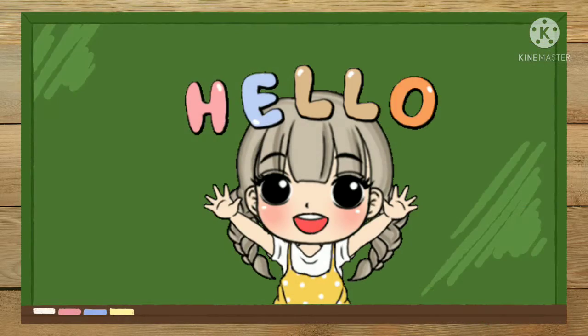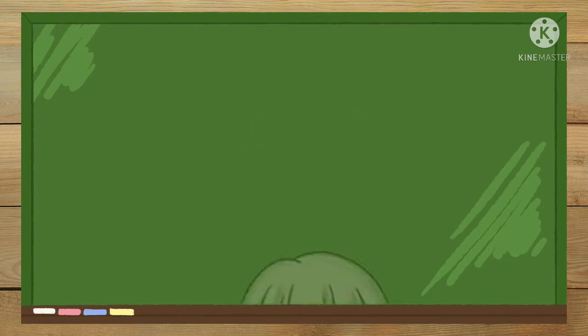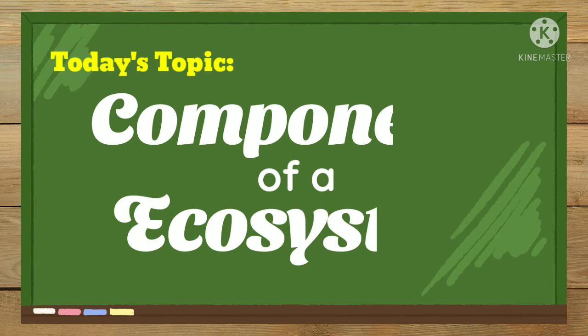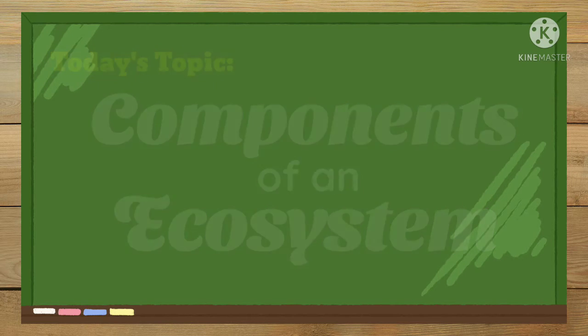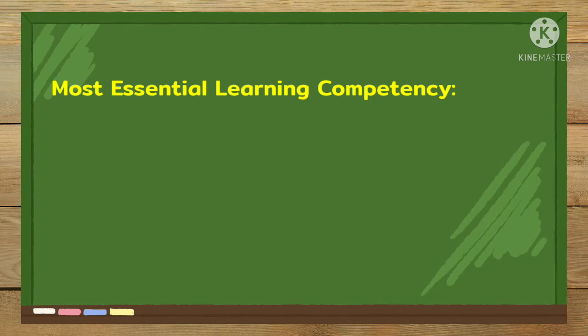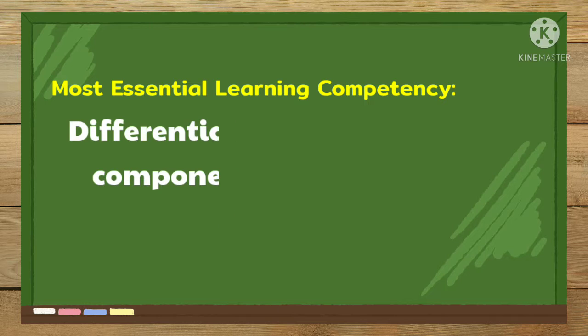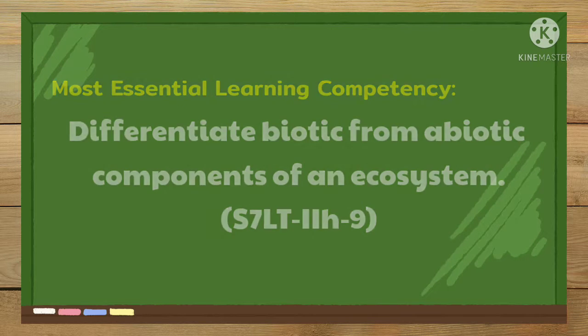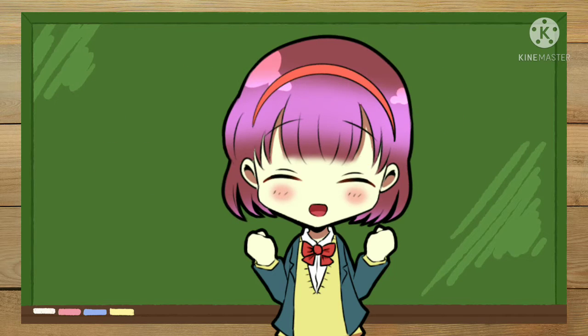Good day, learners! Welcome back to my class. For this video, we are going to talk about the components of an ecosystem. For our most essential learning competency, you should be able to differentiate biotic from abiotic components of an ecosystem. Are you ready to learn?